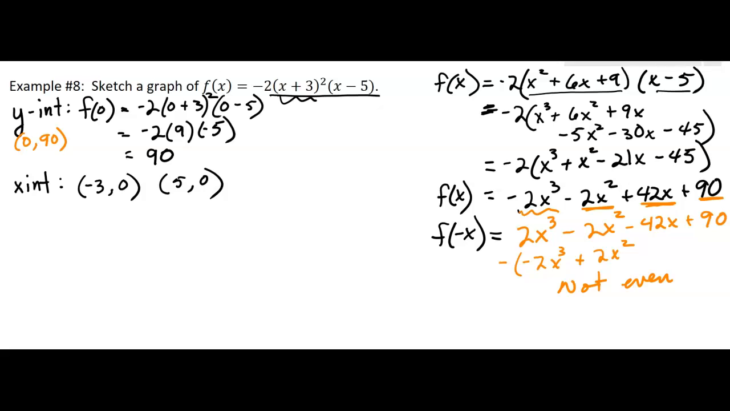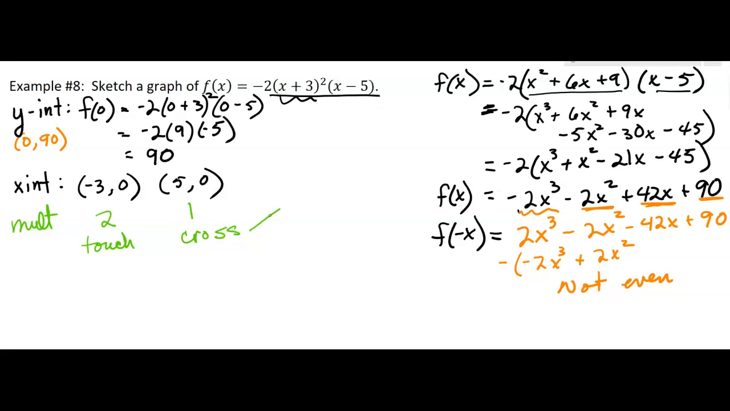Okay, so we checked for symmetry. We got our x-intercepts. Now we need to do the multiplicity. I've been writing them in green. The multiplicity at -3, 0 is 2, and the multiplicity at 5, 0 is 1. So at -3, we know it's going to bounce or touch. And here it's going to cross, and it's not going to snake. It's just going to cross. Okay? All right. So we got the information off that.